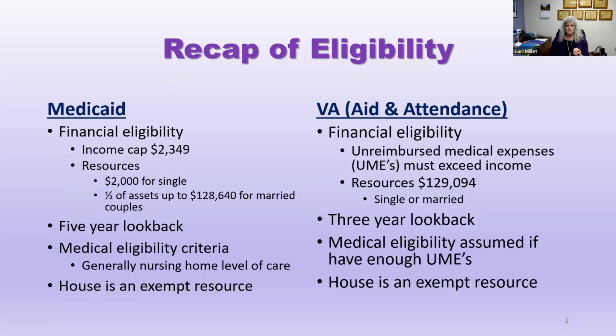For resources, you're not supposed to have more than $2,000 in the bank or $2,000 total in bank and other resources. And then for married people, the well spouse, which is also called the community spouse, is allowed to keep half of the total assets up to $128,640. And there is some significant planning that can be done to try and preserve other assets for that community spouse, which is a little beyond the scope of what we're doing today. But I wanted to let you know that that is not a hard and fast number.